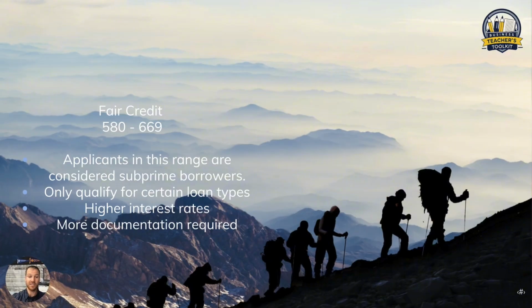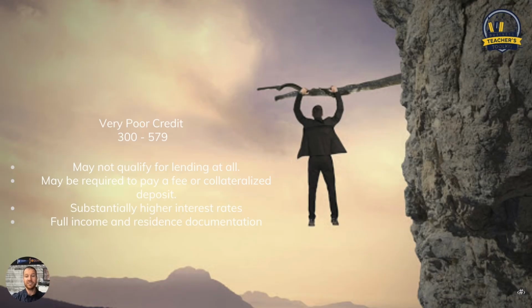Once we fall into this lower tiered range of 669 down to 580, you're considered a subprime borrower. You'll only qualify for certain types of loans that oftentimes have a lot of stipulations attached to them. You'll get higher interest rates, more documents required, and it just starts getting harder. And once you get below that, with that very poor credit, it is really tough to justify borrowing money.